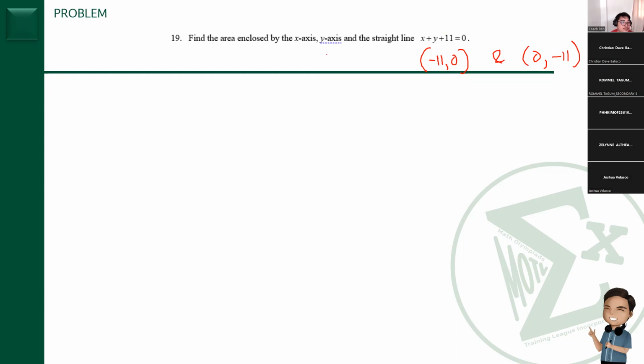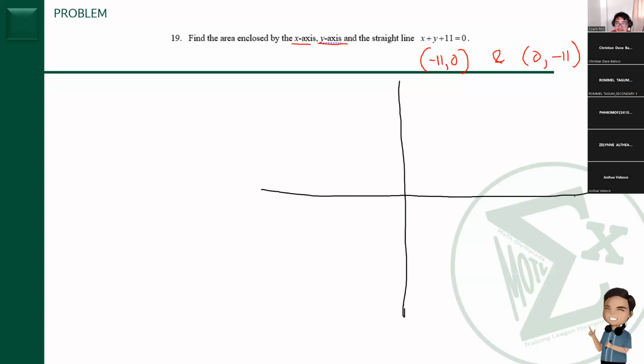Now, why did I choose the intercepts of all points on the line? Because it's passing through the x and y axis. That means it's gonna intercept. Okay. So I'm gonna try to draw my Cartesian plane, although it's not gonna look perfect, so you're gonna have to bear with me. It's gonna be like this, like that. All right. So it passes through the x-axis and the y-axis, and it passes through these 2 points. The point negative 11, 0, maybe here. And 0, negative 11 here.